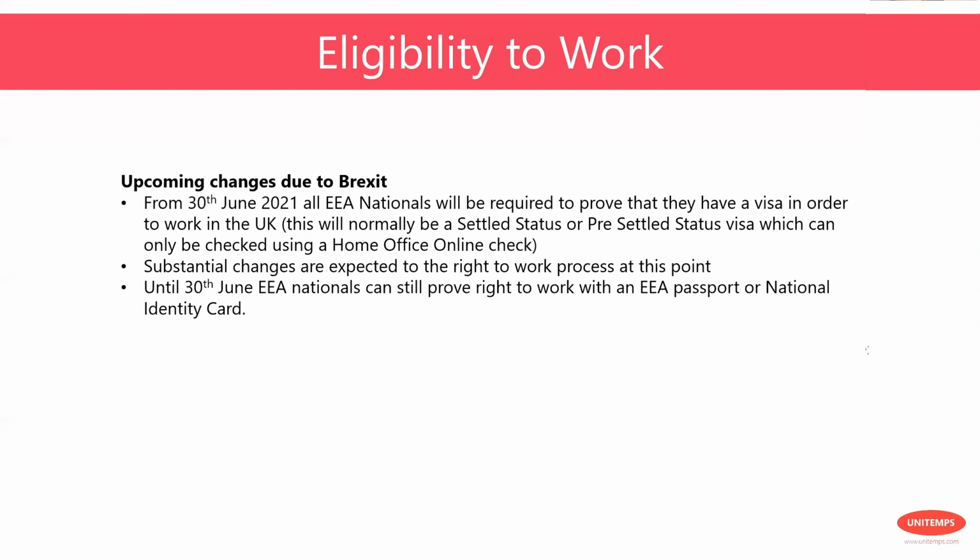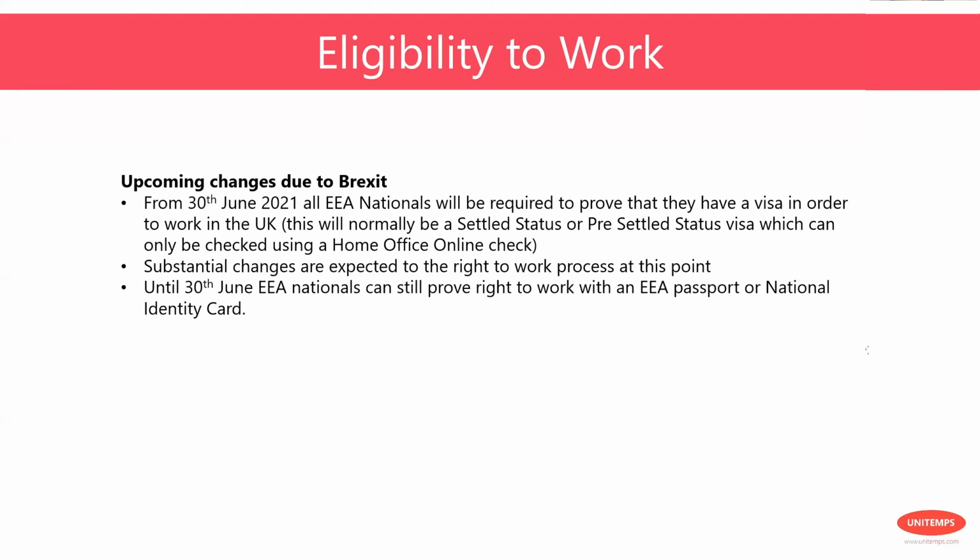So the other big complication, because it's not the easiest time to be doing right to work checks, are the upcoming changes due to Brexit. So from the 30th of June 2021, all EEA nationals will be required to prove that they have a visa in order to work in the UK. And that's normally going to be a settled status or pre-settled status visa. And as I said, those can only be checked using the Home Office online check process because they're not issuing actual documents.